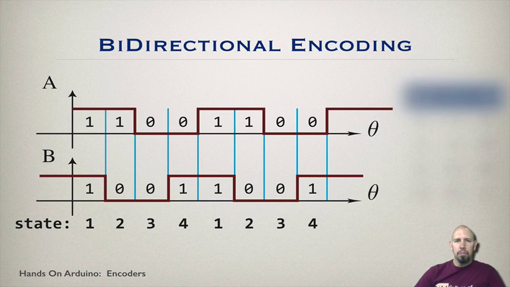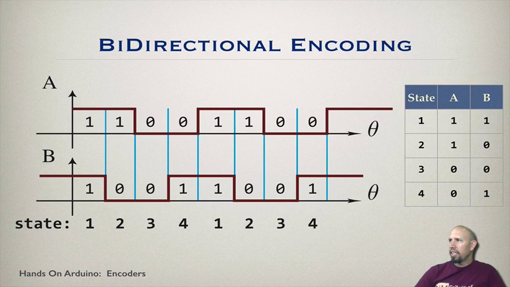So we have this situation. We can define the states. Again, state 1 is when A is 1, B is 1. State 2 is when A is 1, B is 0. State 3 is 0, 0, and state 4 is 0, 1. So I have those 4 possible states.